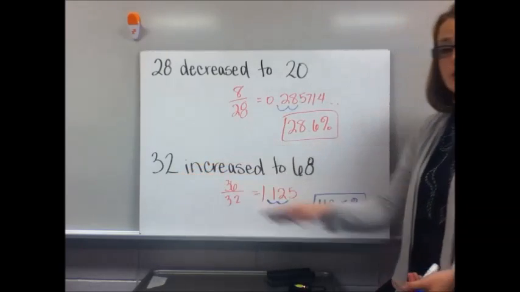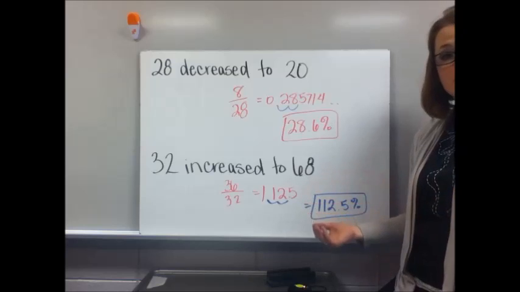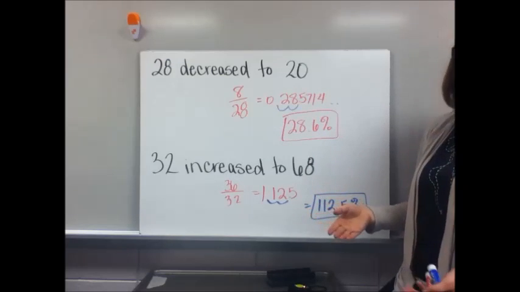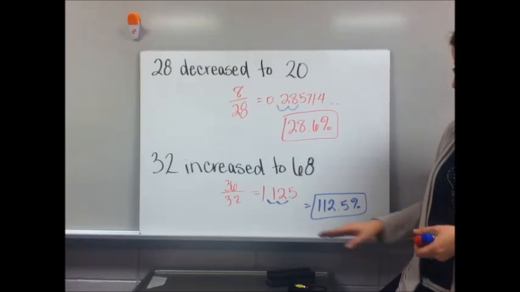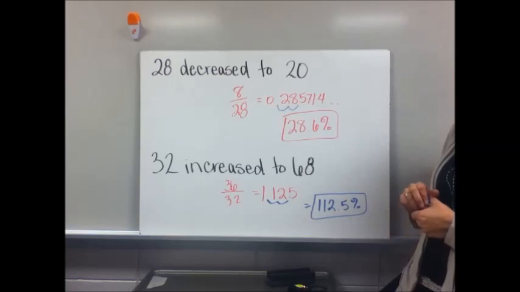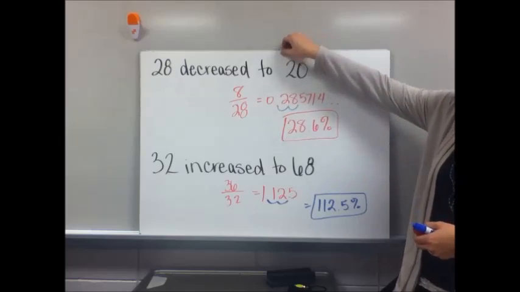If it had gone from 32 to 64, it would have been a 100% increase because the change would have been 32 over the original 32, which is the whole number 1, 100%. So it has more than doubled, meaning that the percentage is greater than a 100% increase.